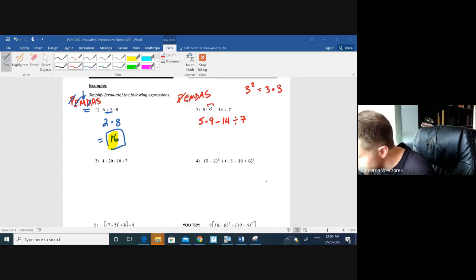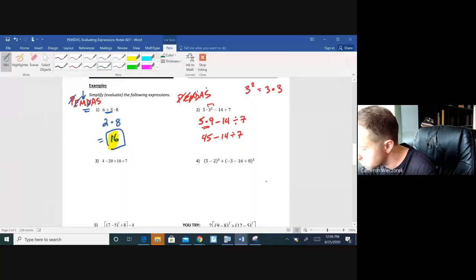Okay, exponents we've taken care of. Multiplication is next, or division. Which one do I see first? I see multiplication first. 5 times 9 is 45. Minus 14 divided by 7. Then I do my division. I'm not doing the subtraction yet, because division has to happen before subtraction. So I'm just going to carry down 45 minus 14.